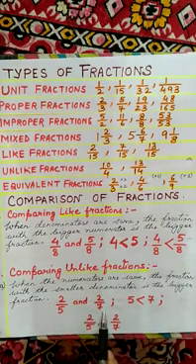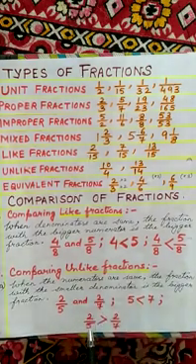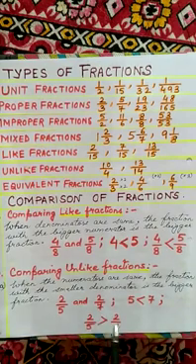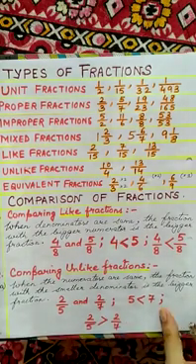So here 5 and 7, 7 is greater, therefore 2 by 5 is the bigger fraction here and 2 by 7 is the smaller fraction here. I hope this is clear.